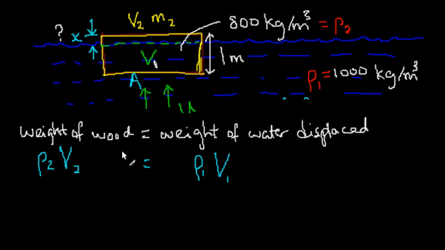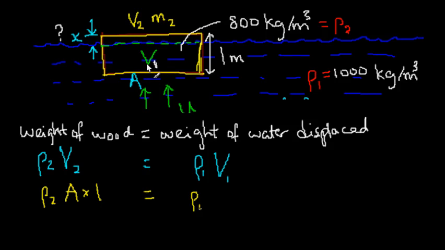So in that case, can I write the volume in terms of A and x? Let's start with the V2. Now V2 is equal to A, the base area, times the height, which is 1 meter, so okay, that's V2. And V1, what is V1? V1 is the part that is under the water surface.